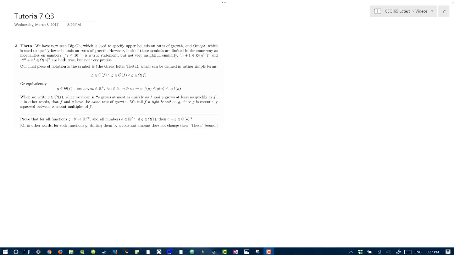Okay, so for this question here, we're going to be dealing with theta. As a review, if g is in theta of f, then g is both big O and omega of f, so both upper and lower. So this is another way to write the formula of theta. So let's take a look.